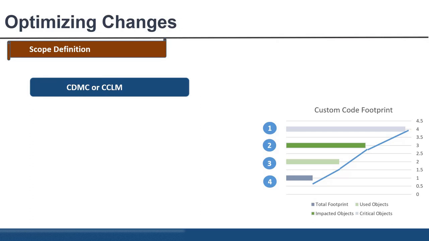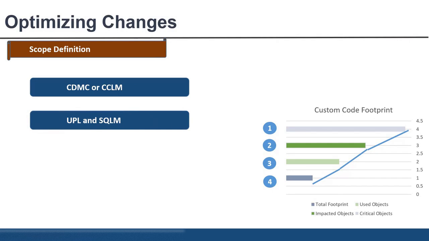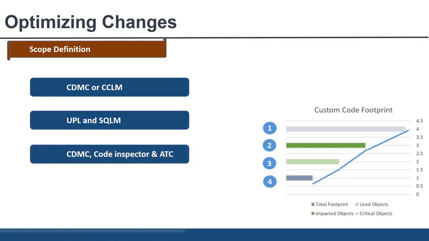Now you have to find out how many programs are used by business. This becomes exact use list of programs. Reduce the scope to these objects that are used by leveraging Usage Procedure Logging (UPL) and ABAP SQL Monitoring Tool (SQLM). Next step is to identify which programs are critical for business, and that becomes first list of programs to be considered. The impacted objects are identified using CDMC, Code Inspector and ABAP Test Cockpit.